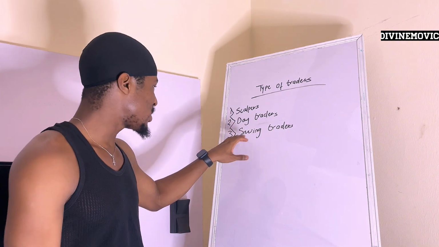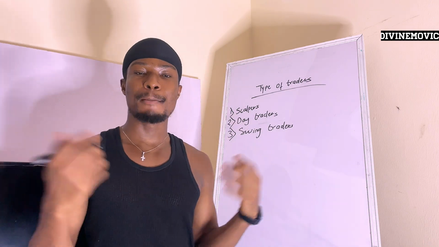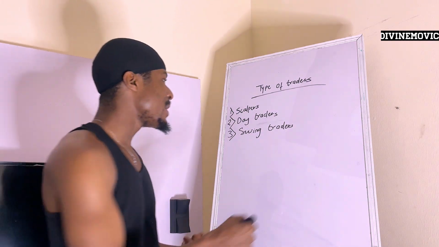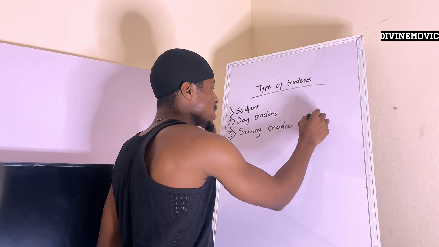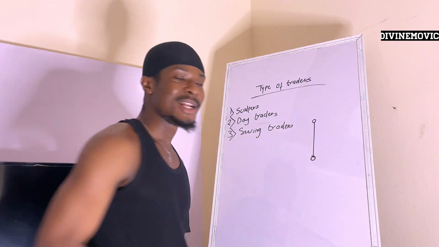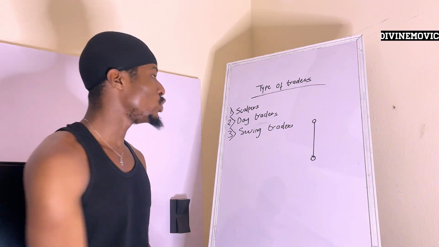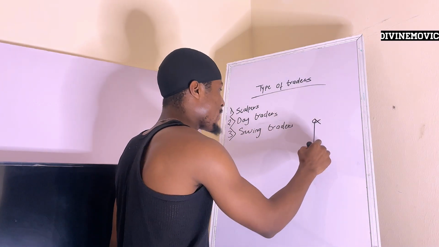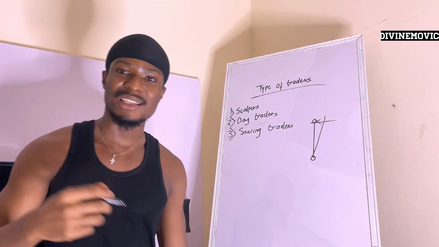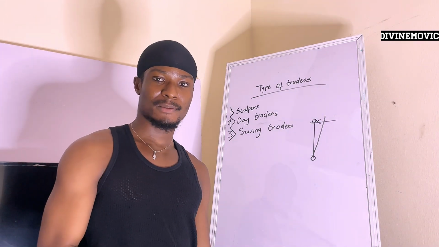And the swing trader is simply a person who buys from one swing to the next swing. That means you're swinging a trade from one swing to the next swing. You're not going to exit until price takes out a particular swing. That is referred to as a swing trader.